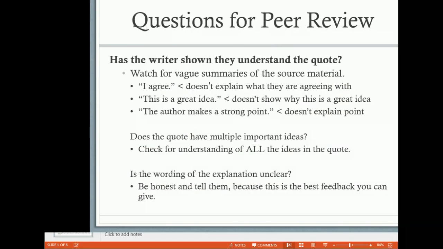So here are some questions to ask yourself when you're peer reviewing. Has the writer shown they understand the quote? Things to watch for are vague summaries of the source material. For instance, if they give a quote and then say, I agree, and then move on to another idea, they maybe haven't explained what they're agreeing with. Another thing you'll see is, this is a great idea, but they don't show why it's a great idea or particularly what the great idea is that they are agreeing with.